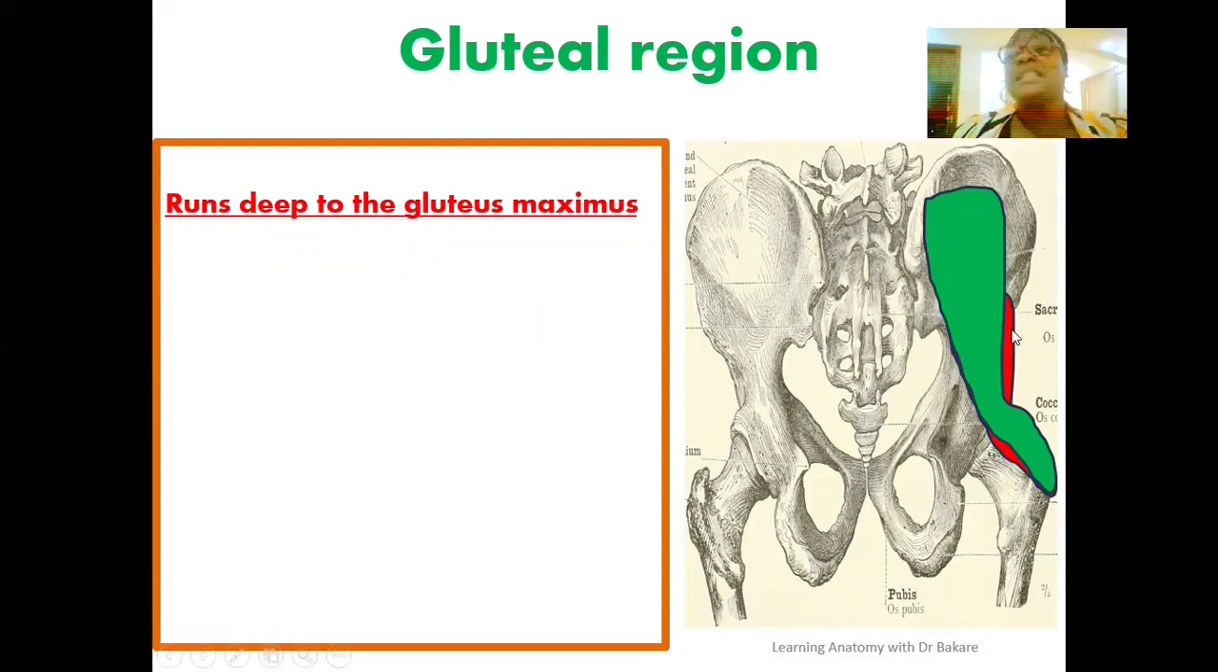So we have the gluteus minimus that is highlighted here in red. This gluteus minimus is overlined or covered by the gluteus medius. And this is what we have here highlighted in green. This gluteus medius is then also overlined by the gluteus maximus. And this is how these muscles are layered within the superficial gluteal region.